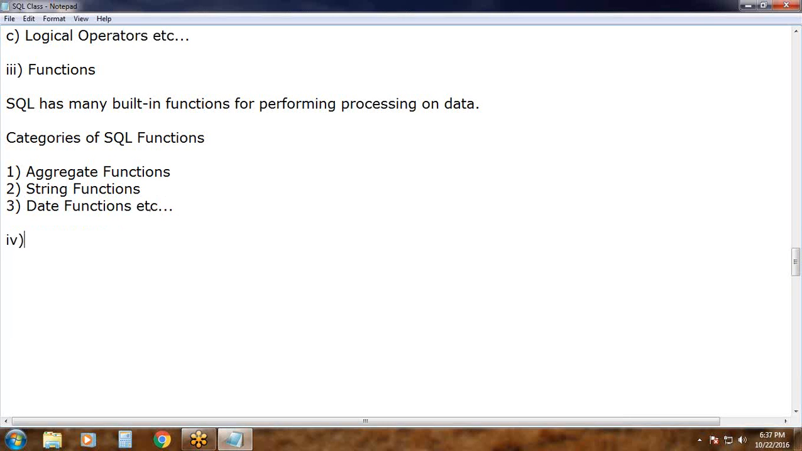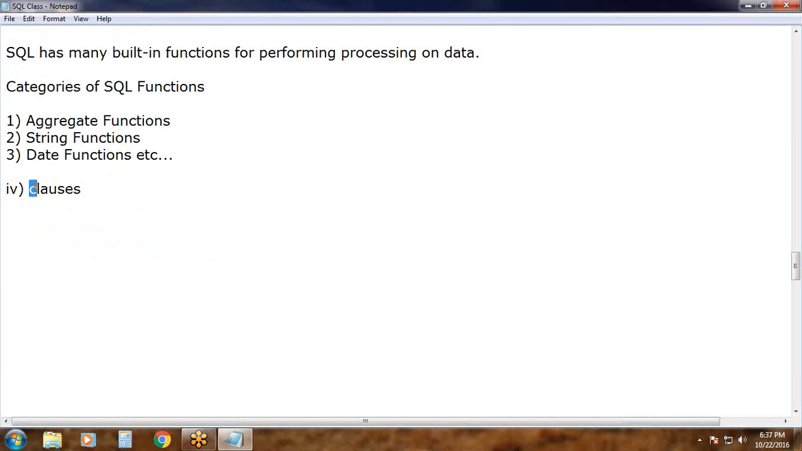Next, clauses. Ravindra, can you tell me one important clause in SQL? I really don't have an idea, sir. Where. Did you hit this one? Where is an important clause.